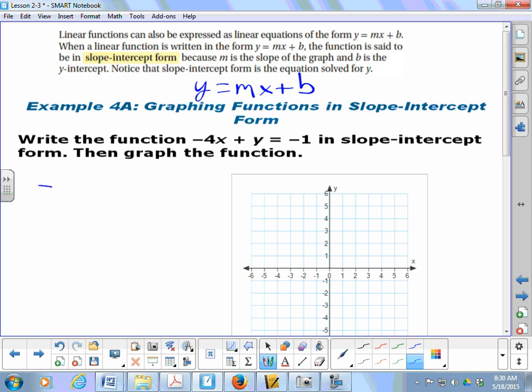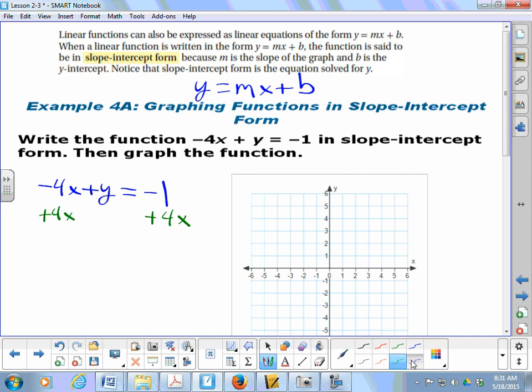So here we've got negative 4x plus y equals negative 1. And they want us to get this into slope-intercept form. So we're going to solve for y, which means if x is on the same side as y, I need to move it to the other side first. So we're going to add 4x to both sides first.